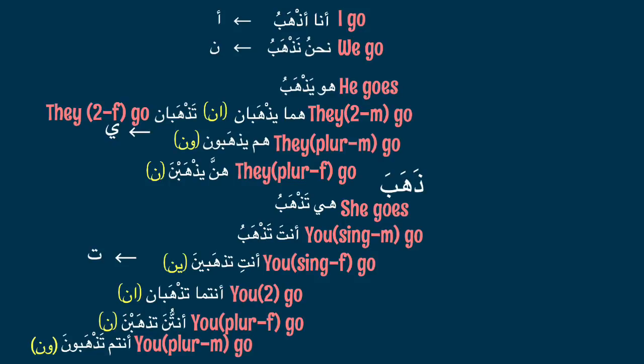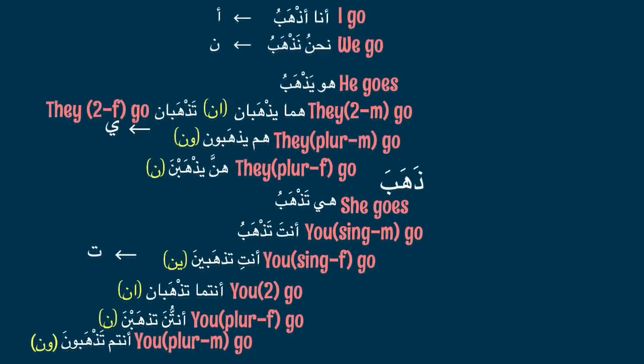Now هم يذهبون. Again we have a ya in the beginning. يذهب, the same beginning like هما يذهبان, but the addition is different. هم يذهبون. So we added واو ونون. هن يذهبن. Again the beginning is the same. So here we have a سكون on the ba and a noon with a فتحة. يذهبن.